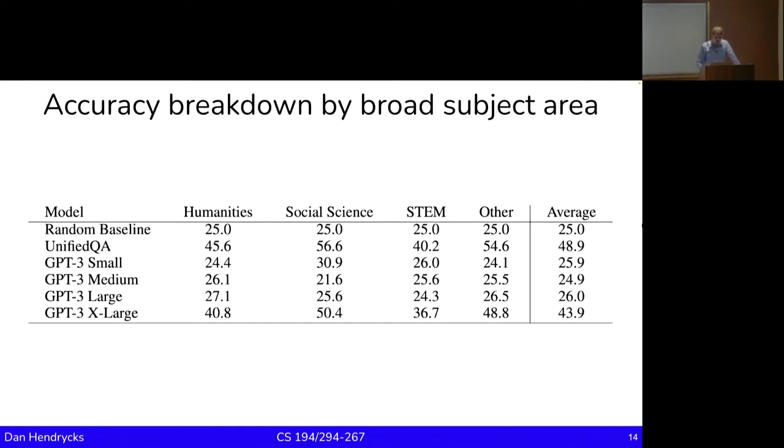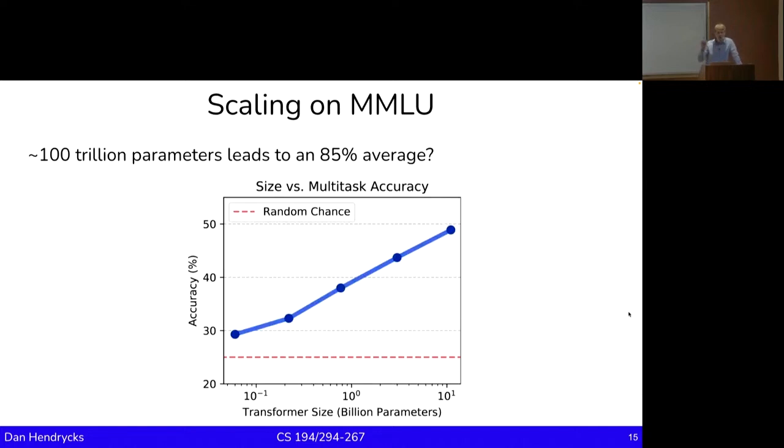So here's what the numbers looked like back in the day. Around average performance, UnifiedQA was an 11 billion parameter model, and GPT-3 was getting about 44% accuracy. Here's a blast from the past.